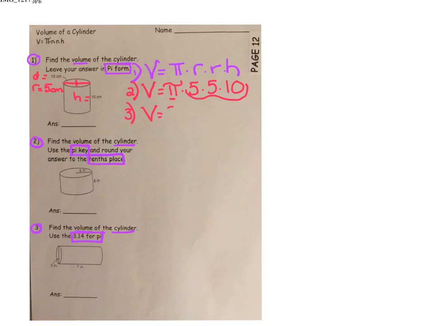You should have gotten 250 pi centimeters cubed. This answer is in pi form. Simply leave pi embedded in the answer. Now go on to problem number 2 and number 3.